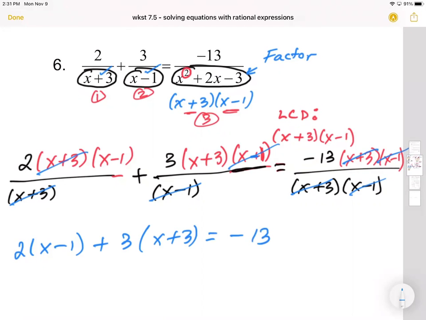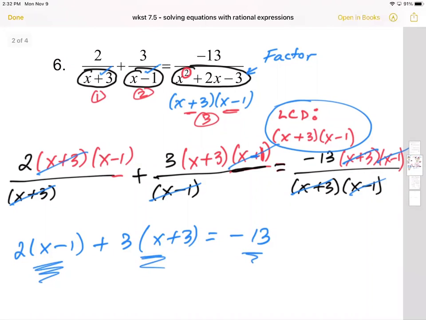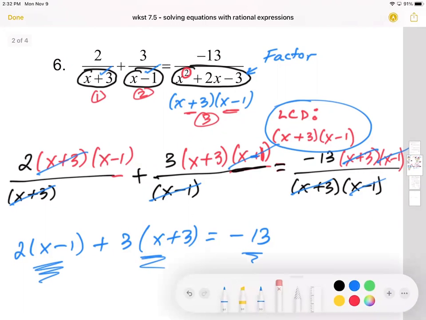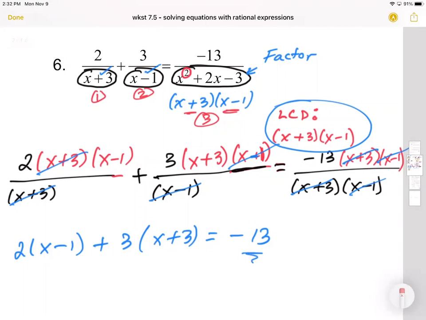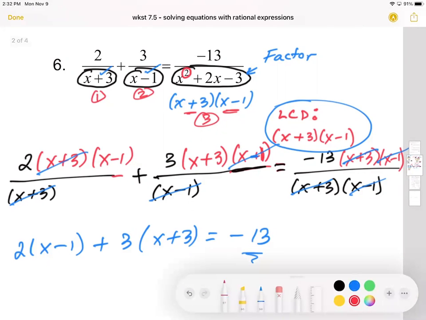So as you can see, this is what we need to do. We need to find the LCD. And once you find the LCD, our mini goal is met. Why is our mini goal met? We eliminate the denominator. We need to eliminate this denominator. And once we eliminate it, all we have to do is solve this item.